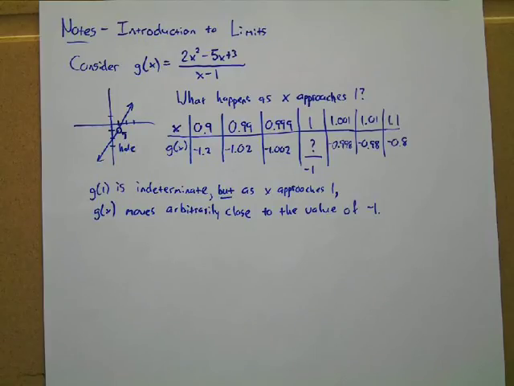Some people might need to be convinced by being only 0.002 away. Some people might need to be convinced by being 1/1,000th away or 1/1,000,000th away or something like that. We could do that. We can get even closer.